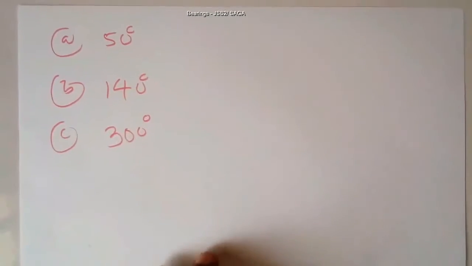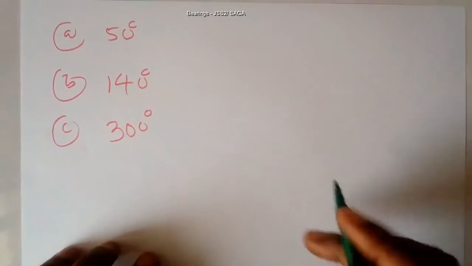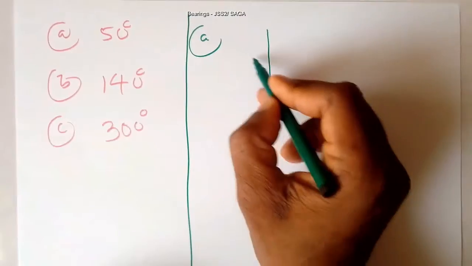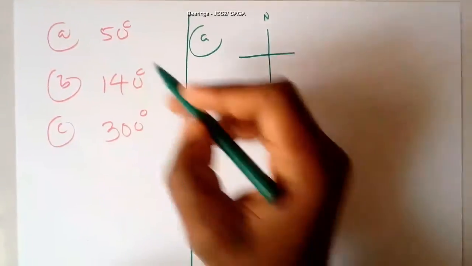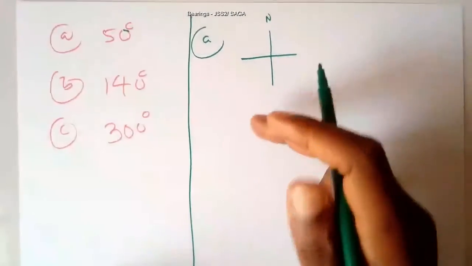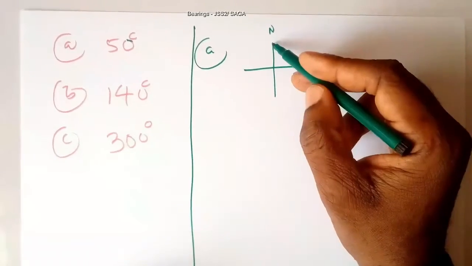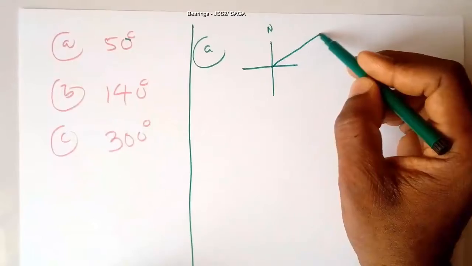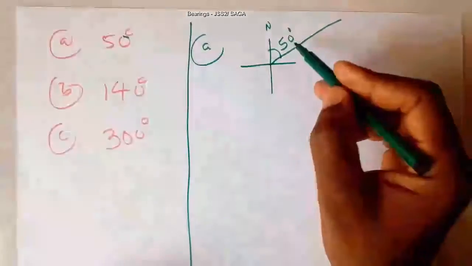Okay, let's see how we can represent this bearing. We have A, B, C. The first one, A. Remember, we start from the north and move clockwise. This is 50. So where do you think 50 should lie? Is it first quadrant or second? It has to be first quadrant, because from here to here is 90. So this A, that is 50 degrees, will fall somewhere here. This is how to represent this bearing, 50 degrees.